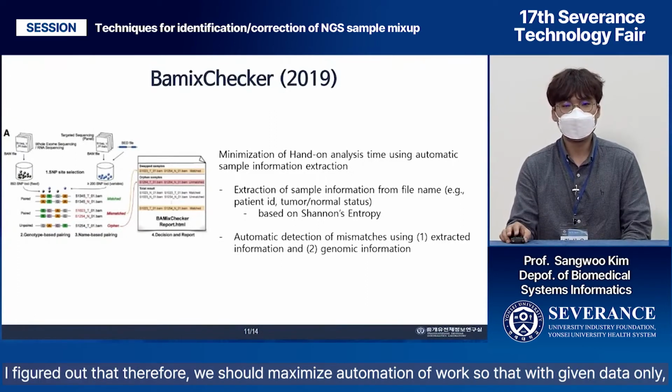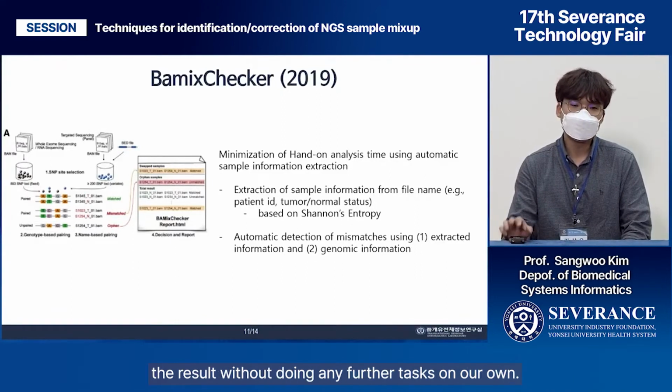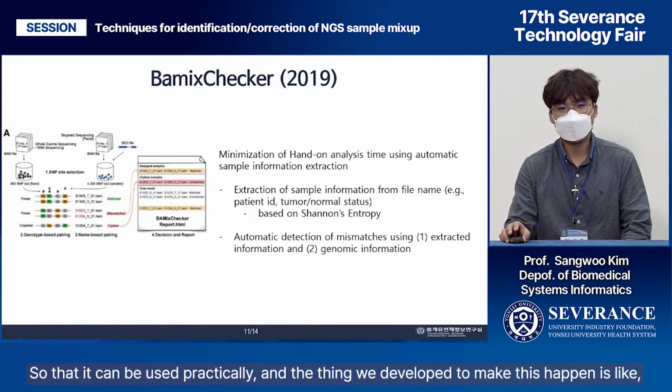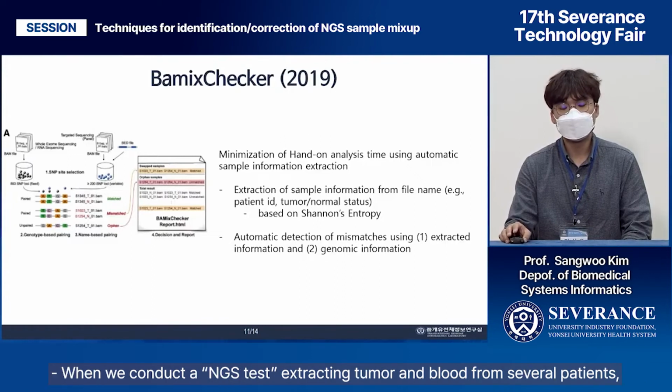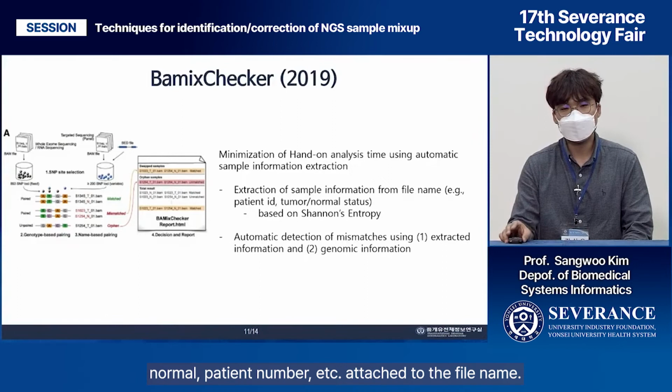I figured that we should therefore maximize automation, so that with the given data only, we can have it automatically analyzed and print out the result without doing any further tasks on our own, so that it can be used practically. What we developed to make this happen is this: when we conduct an NGS test extracting tumor and blood from several patients, there is information, so-called annotation, that includes tumor or normal, patient number, etc., attached to the file name.